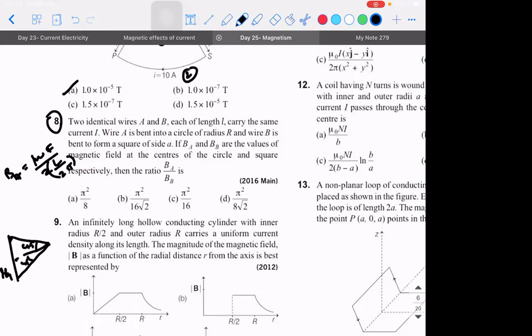So what will the formula be? mu naught I divided by 4 pi into distance. What is the distance? It is half of the length of the diagonal, correct? No, it's not half of it. It's L by 8, into sin 45 plus sin 45. That is nothing but root 2. I wrote 2 by mistake, sir. Okay. So when you do that, you will get pi square by 8 root 2. That's it.